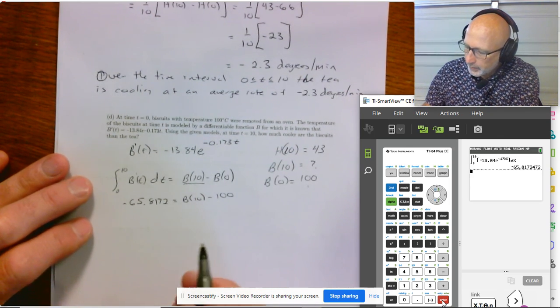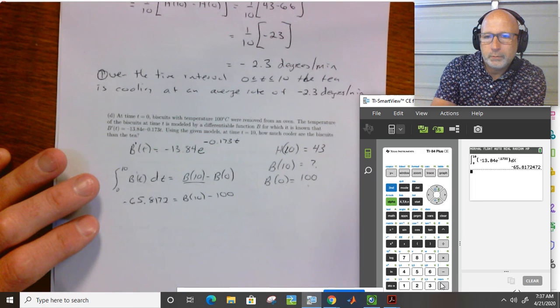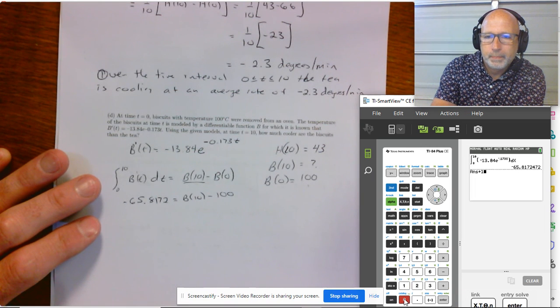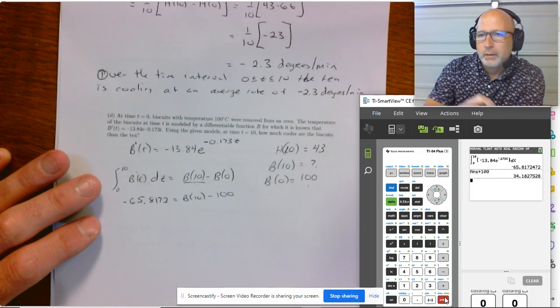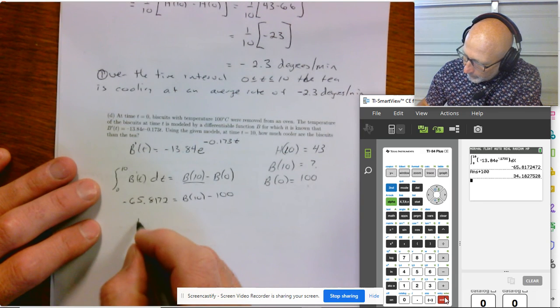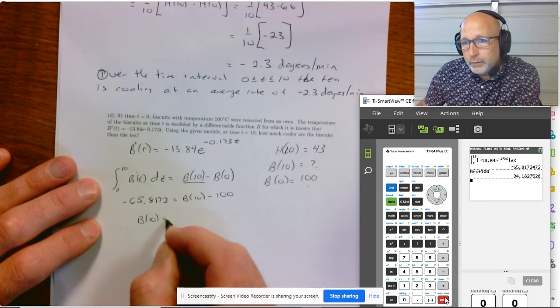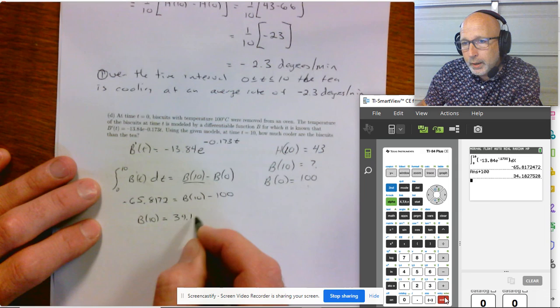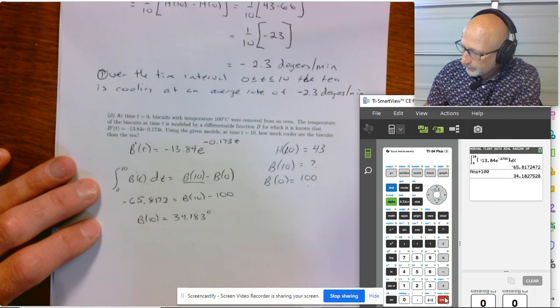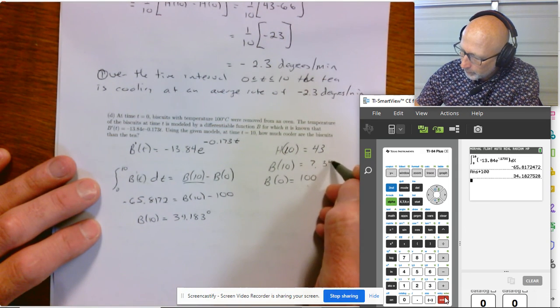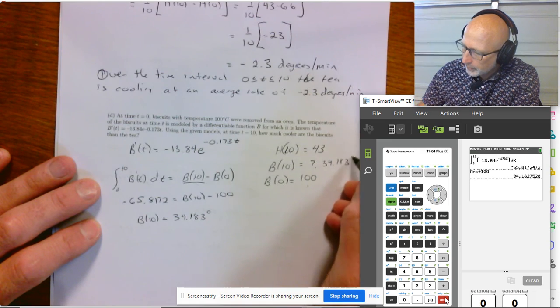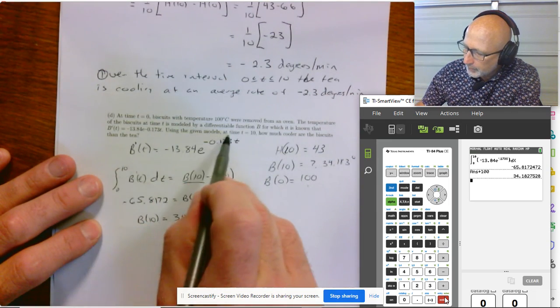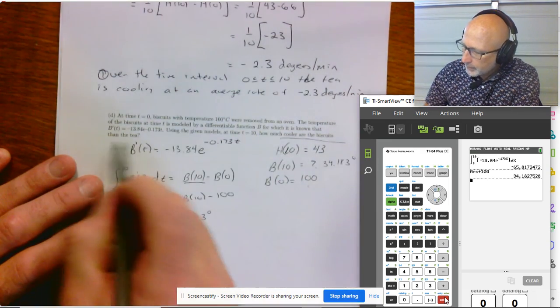So add the 100 to the other side. So we're going to go as plus 100 here. And so the answer, b of 10, is equal to 34.183 degrees. Okay, so 34.183 degrees. So using the given models at time t, how much cooler are the biscuits than the tea?